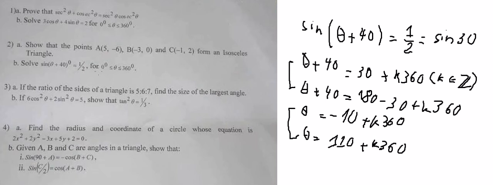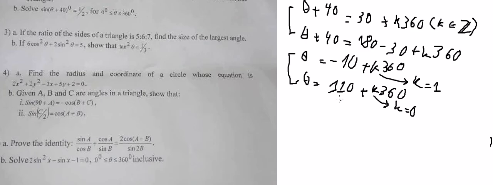The question asks from 0 to 360, so this one we need to put k equal to number 1. This one we just put k equal to number 0 in here. And now we get the final answer. This is 350. This is 110. And that is the solution of the second one.